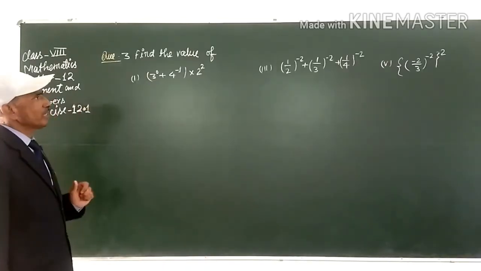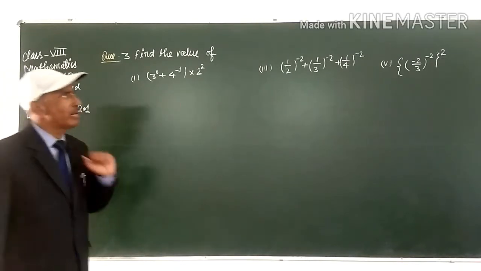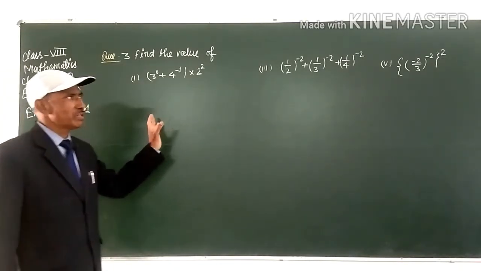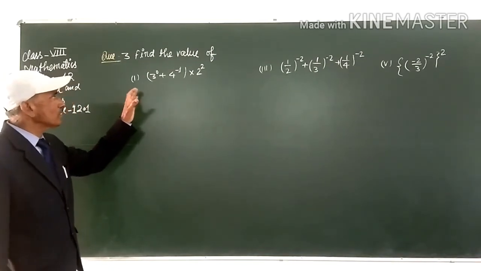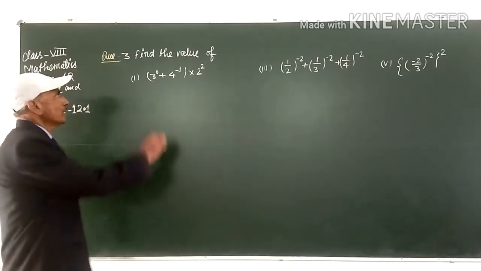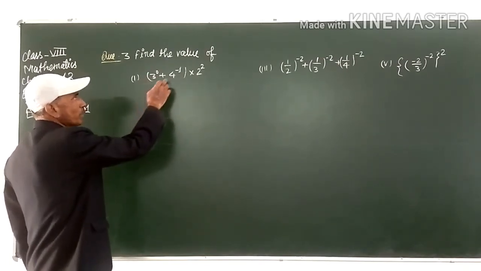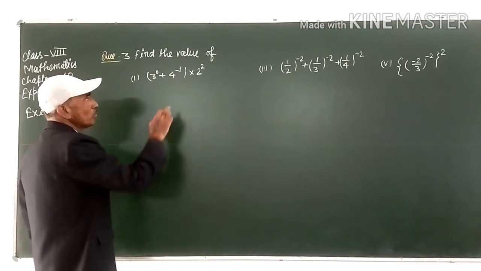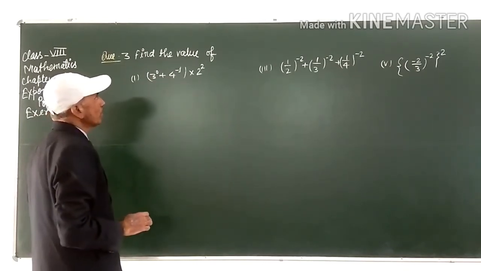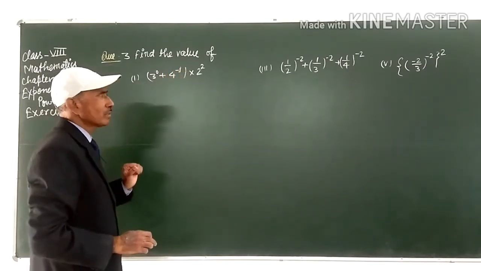This is question number 3, students, and in this question we have taken here 3 parts. Remaining part of this question you have to do yourself. And the first part of this question is 3 raised to the power 0 plus 4 raised to the power minus 1 into 2 raised to the power 2. So students, in this question we have to find out the value of this.